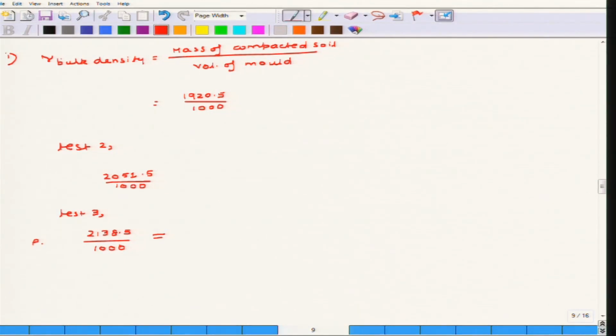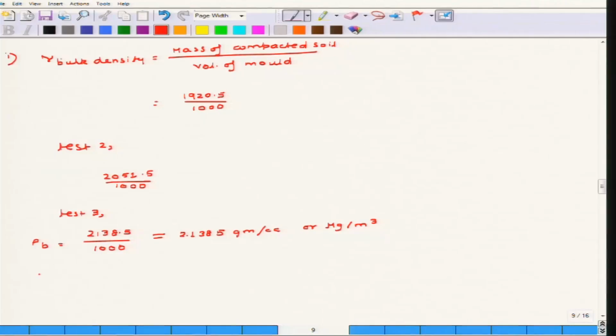Now you will have rho B, or the bulk density of the soil, as 2.1385 gram per cc. This is the unit we are going to proceed with, and one more equivalent unit is megagram per meter cube. As I have said, this is the bulk density of the soil. From it we have to find the dry density, because the Proctor compaction curve is a plot of dry density versus moisture content.